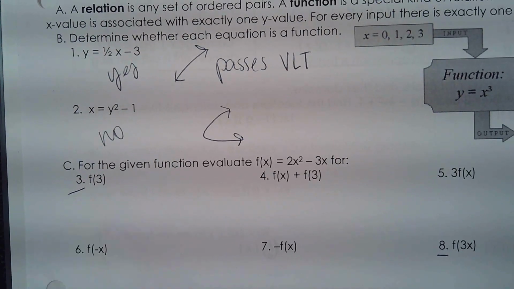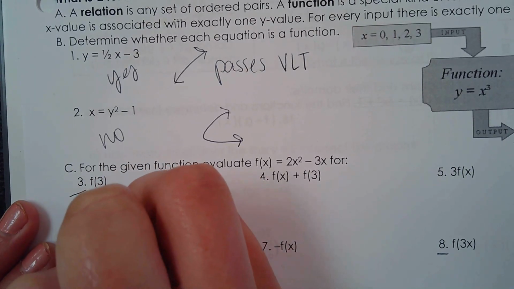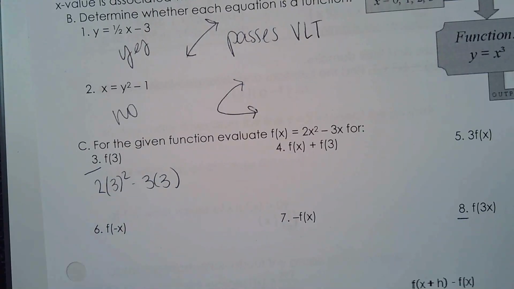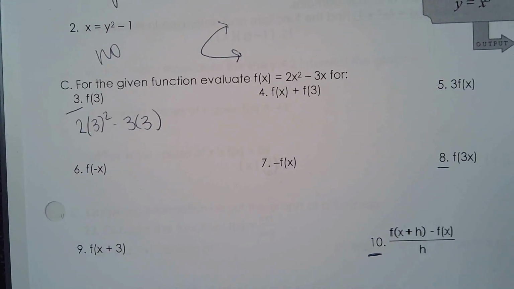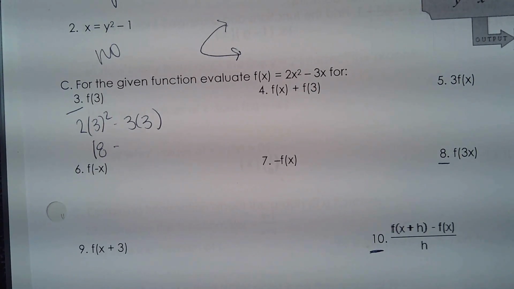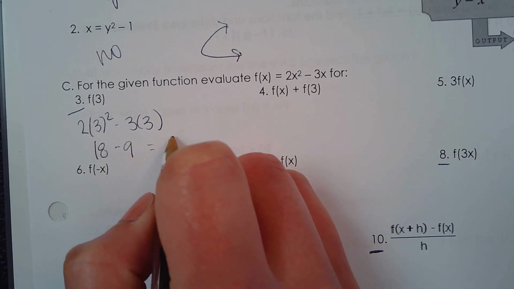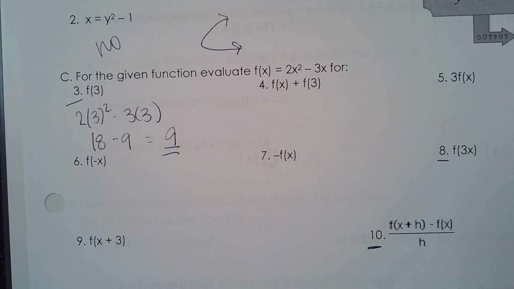So for f of 3, how are we going to figure that out? Just plug in a 3. So you're going to have 2 times 3 squared minus 3 times 3. We're going to try to do as much as we can without a calculator in this class, so we'll go ahead and start that now. What is 3 squared? 9 times 2 gives you 18, and then we have 18 minus, what, 3 times 3? 9, so 18 minus 9 gives us 9. Final answer. Good? Questions? Okay, cool.